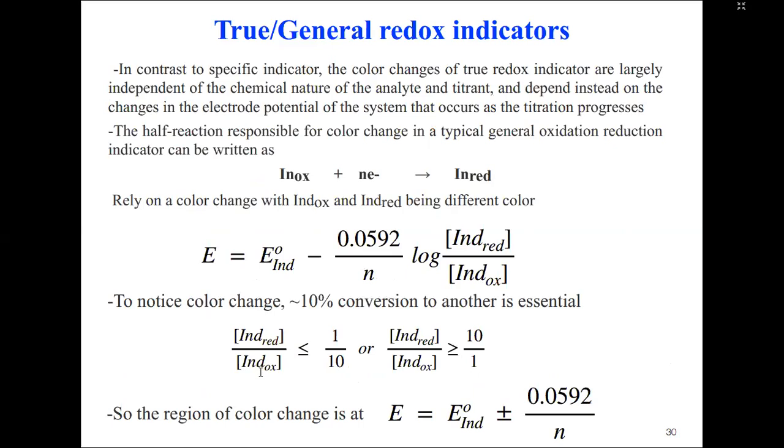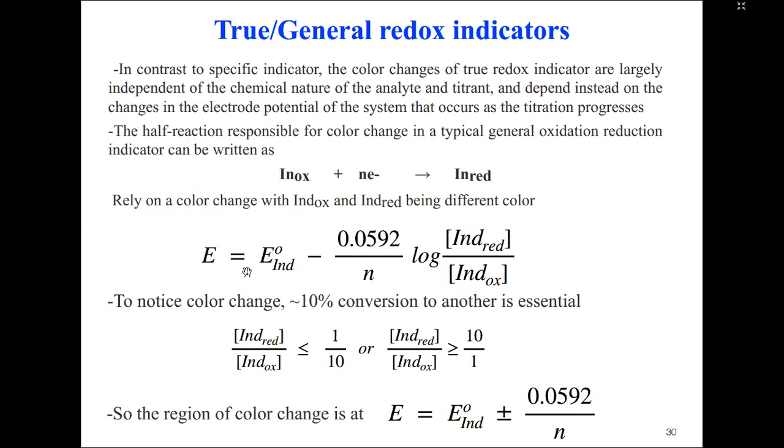So a true redox indicator has an oxidized and a reduced form, like I said earlier, and this is the half reaction. The oxidized form gains some electrons to get the reduced form. This is the reaction, right? Like other reagents, for example iron and cerium, this indicator also has a Nernst equation. And the Nernst equation is E equals E naught minus 0.0592 divided by N log of reduced form divided by oxidized form.